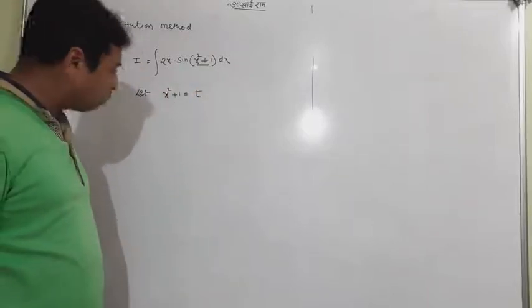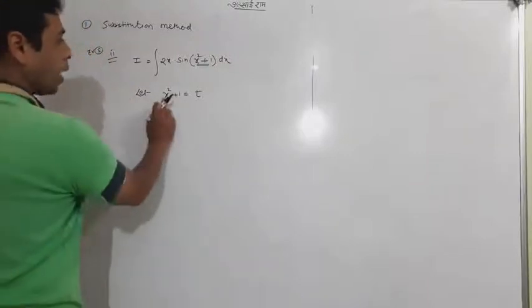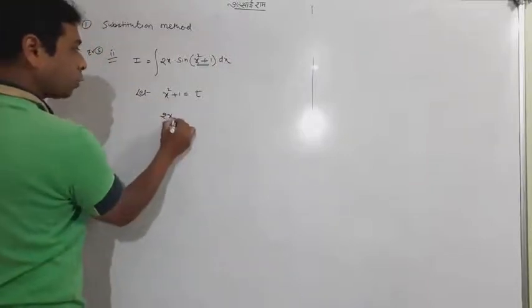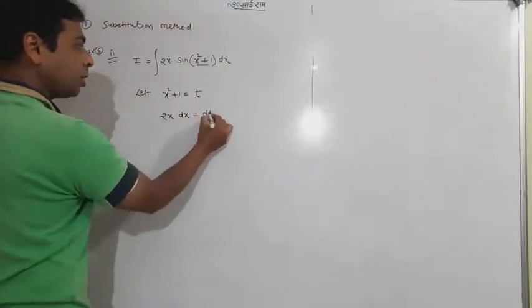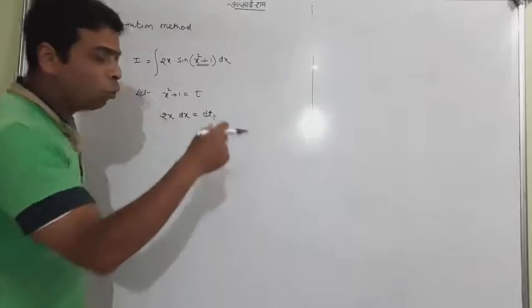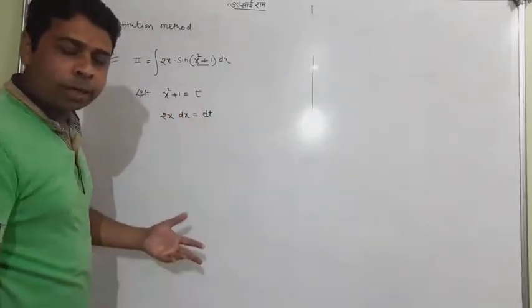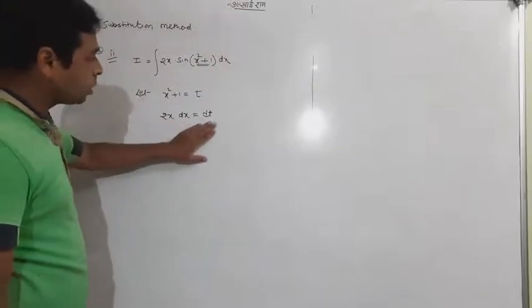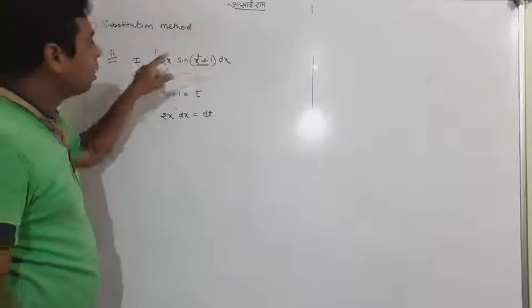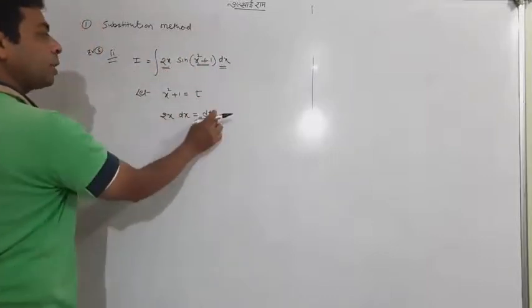Once you assume x square plus 1 equal to t, you have to differentiate with respect to x. x square has a differentiation 2x, 1 has 0. Along with that we write dx, and here it is dt. That's a short way. I ignored the middle two steps, and you also have to make the habit to write this. Now you can see 2x dx in the question: look at 2x and dx. So these two terms will be replaced by dt.